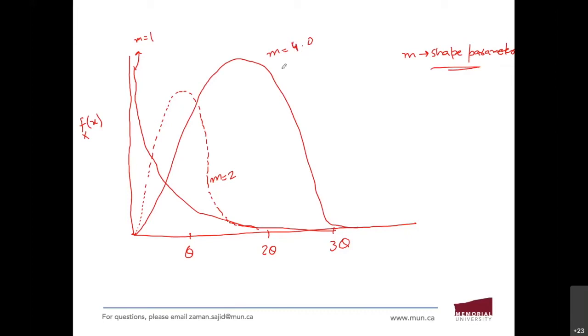Now, as you can see, if I'm increasing my shape parameter value, my Weibull distribution is approaching the normal distribution. So I can say that for large m shape values, the shape approaches the normal distribution. Or I can say that for large values of m, your Weibull distribution converges into the normal distribution.